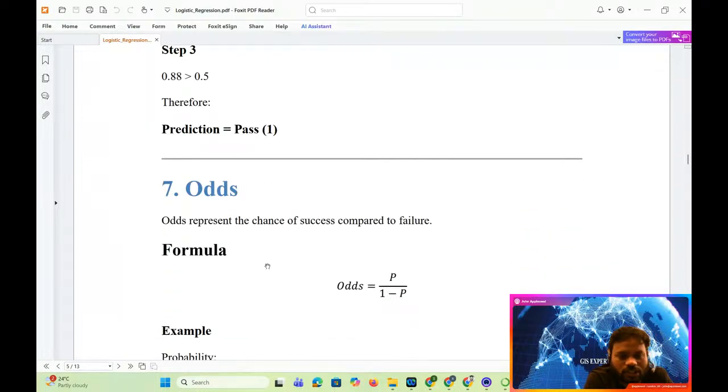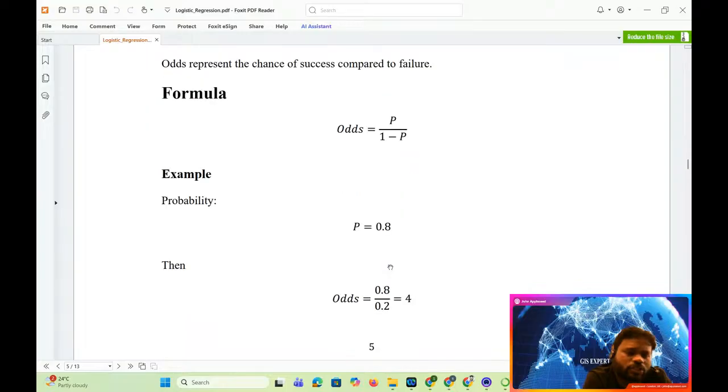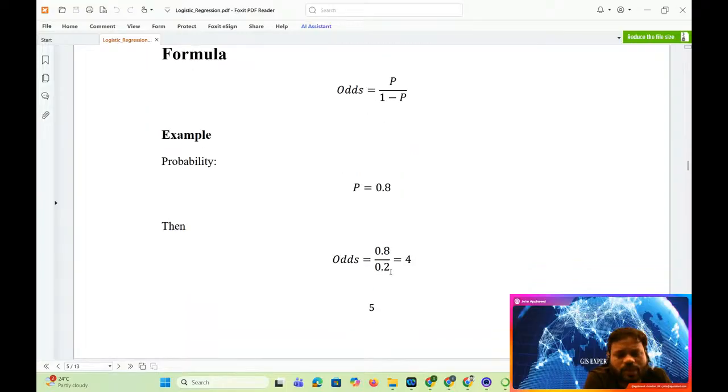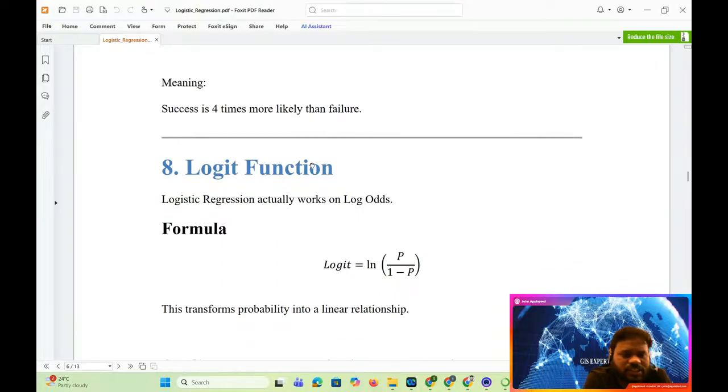Now odds. The odds represent the chances of success compared to failure. The formula is odds = p / (1 - p). If you know the probability function, then you can know the odds. Example: probability p = 0.8, then odds = 0.8 / 0.2 = 4, which means success is 4 times more likely than failure. And this is the logic of logistic regression.